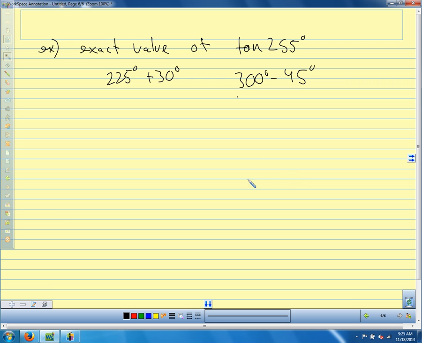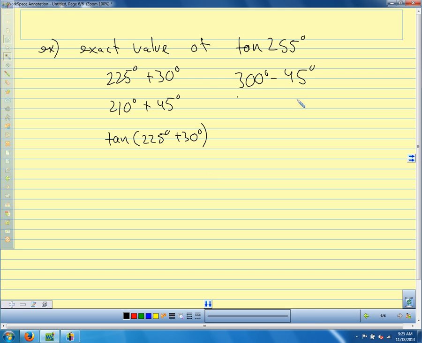And what did we do in the last class? 210 plus 45, what we came up with last time. So we can use any of these. Which one do you want to use? 225 plus 30? Okay, so we're going to find the tangent of 225 degrees plus 30 degrees. So we're going to use our sum formula.